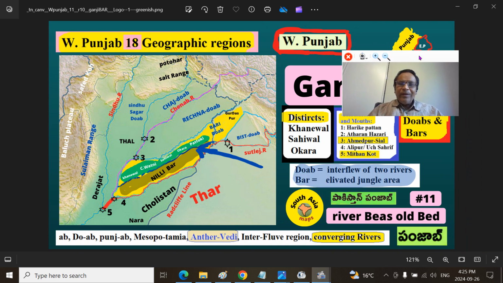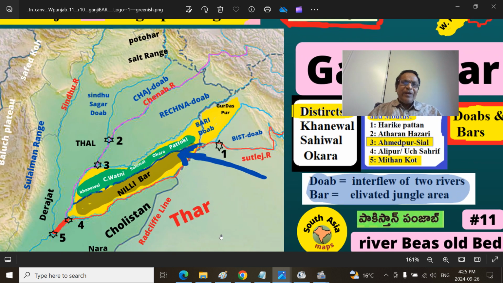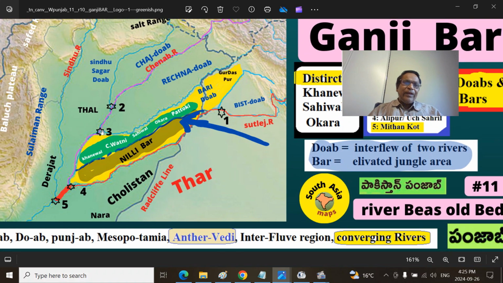And before that, these are the broader five major landmarks on the river: one, two, three, four, five. This is the Sutlej River, Beas joins Sutlej at Harike Pattan, and this is the Chenab River, where the Jhelum joins at Jhang or Trimmu or Athara Hazari. Chenab also gets Ravi waters at Ahmadpur Sial, sorry, and both Chenab and Sutlej join to form Panjnad at Uch Sharif or Alipur, and Panjnad joins the Sindhu at Mithankot.